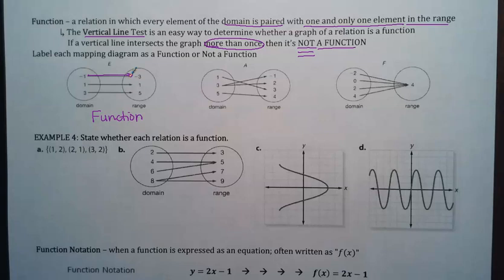Here, 1 is fine. It goes to 3. But look at 3. It has 2 branches off of it. It goes to 1 and it goes to 2. 3 is the problem because this domain is paired with 2 ranges. So this one is not a function.